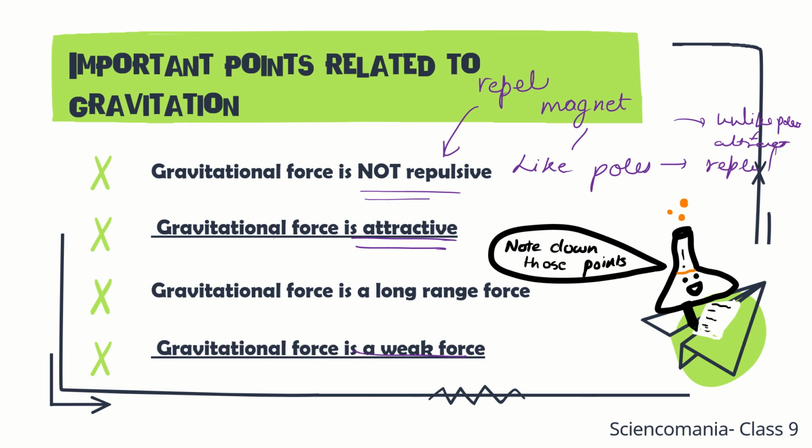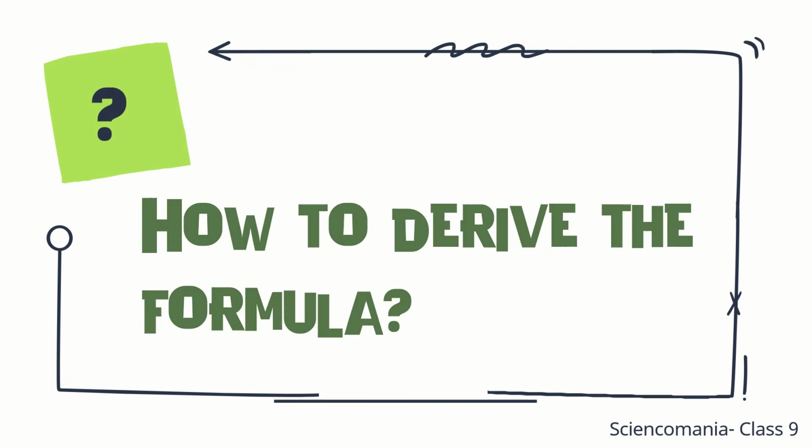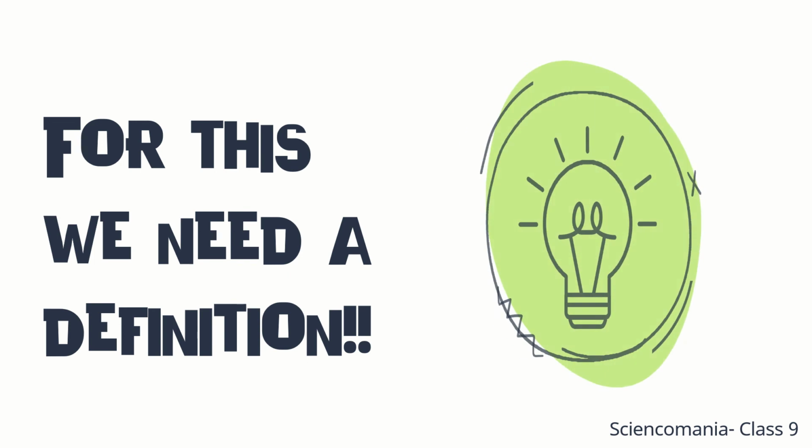Gravitational force is a long range force. This means it can happen over very long ranges or very long distances. It is a weak force. It means that its intensity is not very strong. Now, how do we derive the formula? For this, we need a definition.